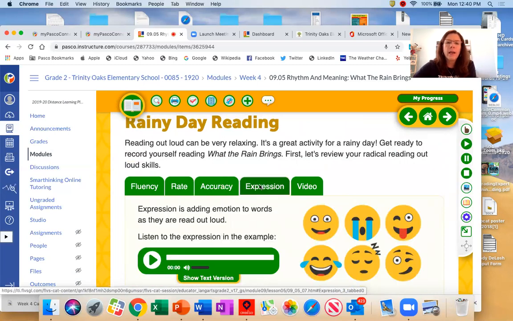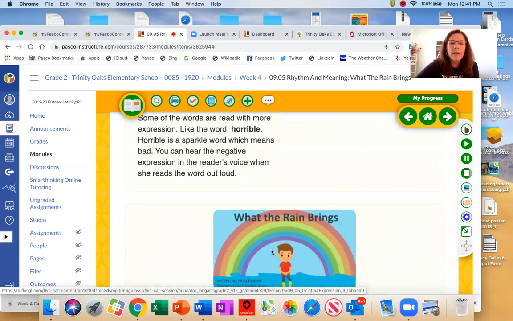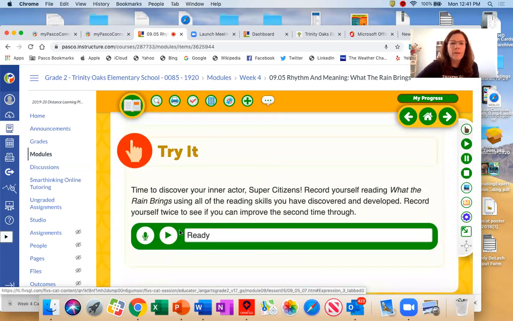Okay, expression. All right, are you just reading like you are the computer, or are you reading it? If it's a happy time, you're reading like it's happy. If it's a sad time, you're giving your emotions like it's sad or scared. My Marley was scared during the rainstorm, and he came in and sat under my desk. So you want to read with expression when you are reading. And so it says, listen to the expression in the example. And then they want you to try it. All right, so read the directions and tape yourself.